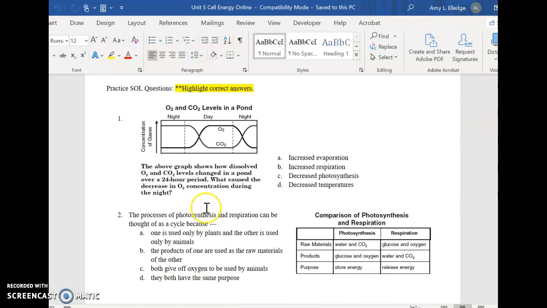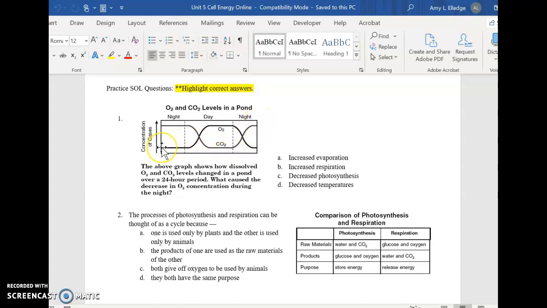So number one, we got a graph. Graphs are great when you get those on the SOL because you just have to interpret what they're saying. You'll notice you got nighttime, daytime, nighttime. And we have oxygen and carbon dioxide on here. Sometimes I like to try to figure out what they're saying before I even look at the question. So I noticed that at nighttime, my carbon dioxide is really high. And then during the day, it goes real low, this concentration of gas, and then goes back up at night.